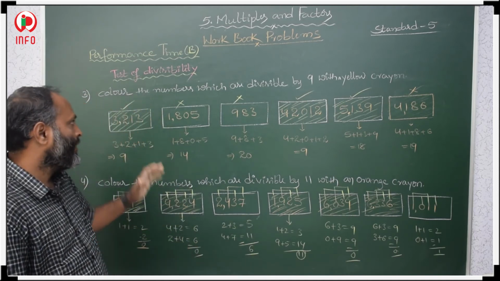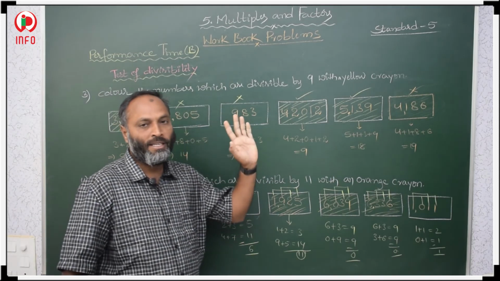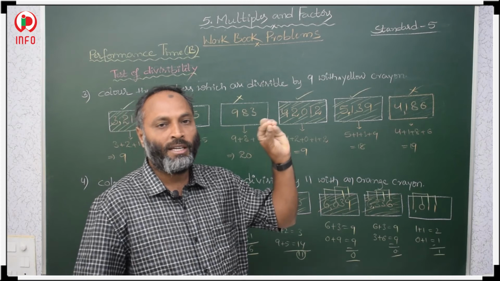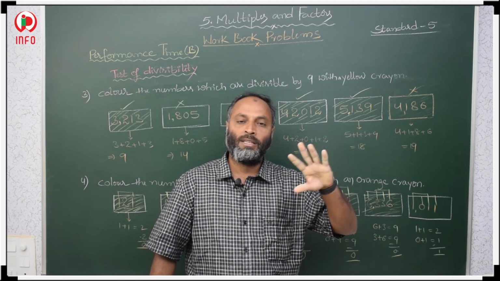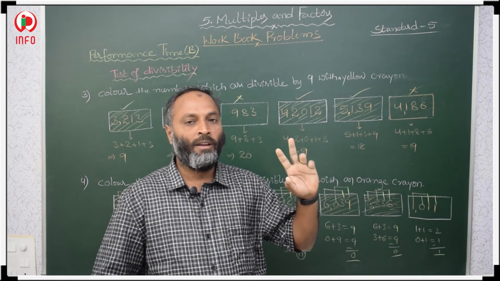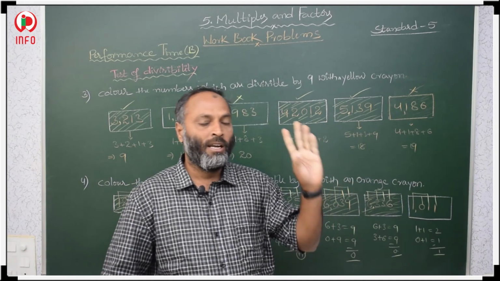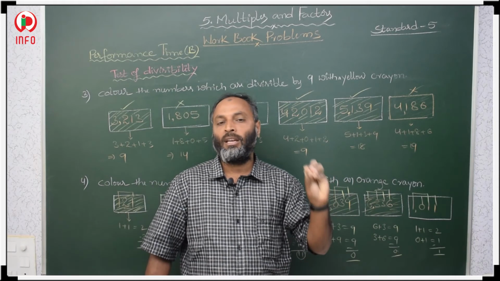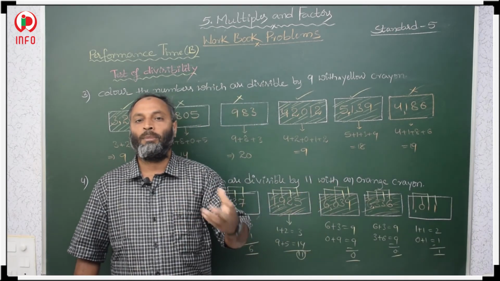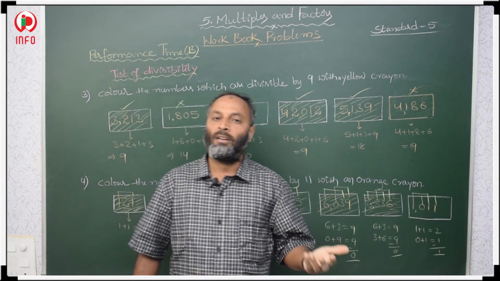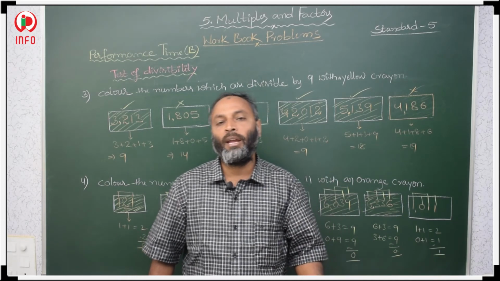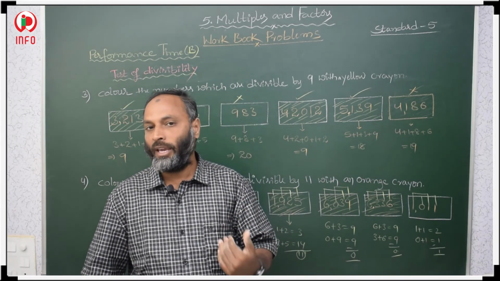The condition for 9, we have to find the sum of the digits. If the sum of the digits is divisible by 9, then the number is divisible by 9. Okay? For 11, we have to find the sum of even digits and the sum of odd digits. Then after that, we have to find the difference. If the difference is 0 or a multiple of 11, then that is divisible by 11. Otherwise, it is not divisible by 11. This is the concept. Okay?